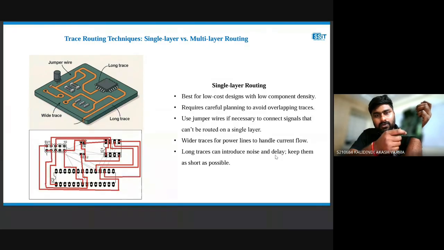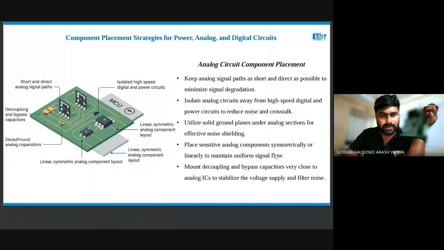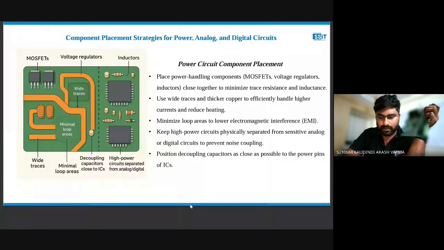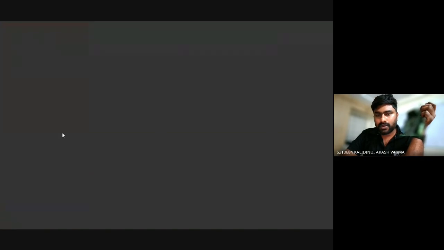So there should be a spacing, but you should not go beyond it. If the spacing is too large, the loop area increases and an EMF effect will be created. So this loop area should be minimal. If you completely reduce this loop area, then crosstalk will take place. So we should maintain proper spacing between the components.